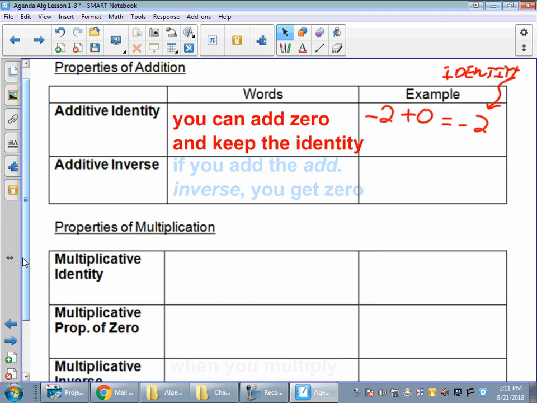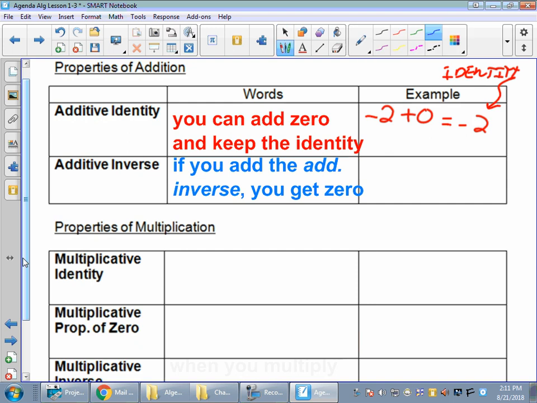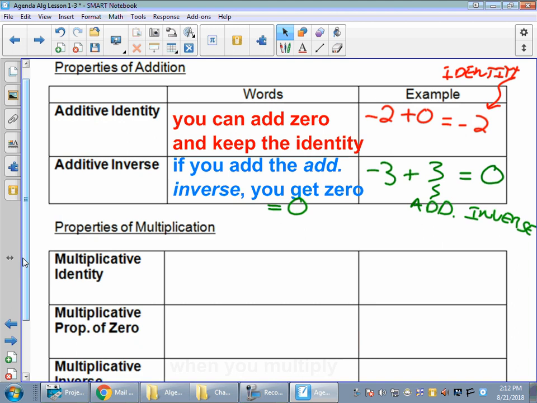Additive inverse, along the same lines, only this time we're trying to get 0. We're trying to get an answer of 0. So if you add the additive inverse, then you get 0. So with this one, let's use the number -3. So we want our answer to be equal to 0 here. If I have a -3, what can I add to it to get 0? Well, in this case, I add a +3. And +3 would be my additive inverse, because it gives me an answer of 0.